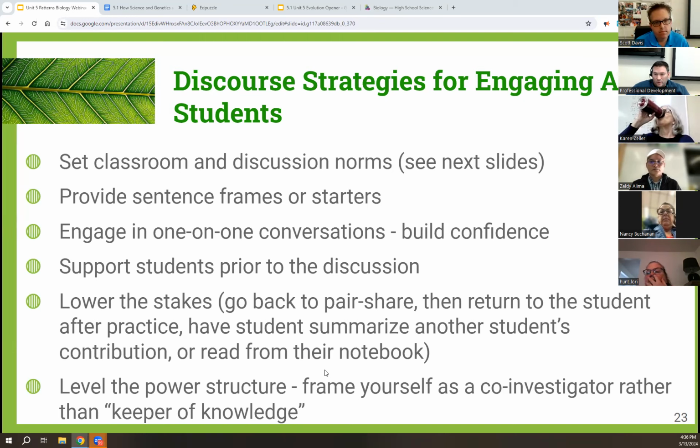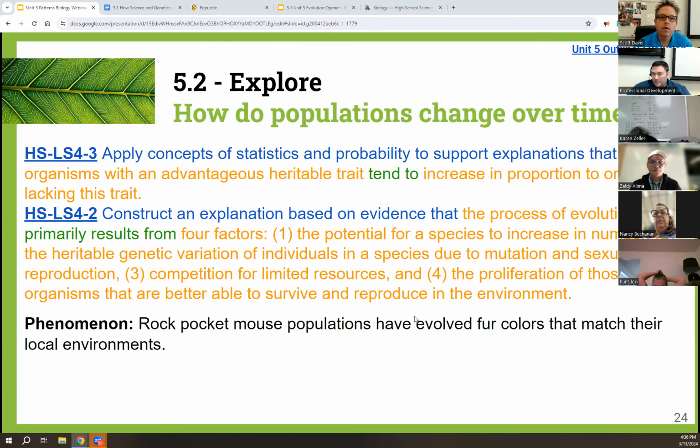As I said before, the Socrative thing we do in Unit 4 is one of the most powerful things we do, and it just leads into this. But the kids definitely have to have that good relationship with you before you want to try a lot of this stuff. All right, 5.2, Scott Davis.